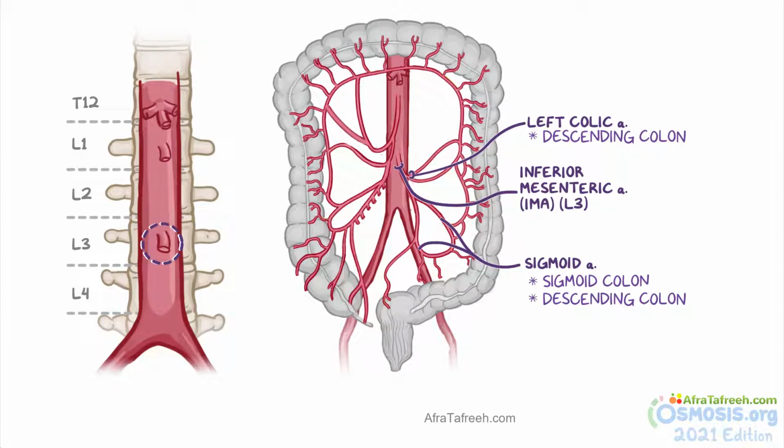The last branch of the IMA is the superior rectal artery that supplies the proximal part of the rectum via the left and right branches that follow it retroperitoneally into the pelvis. Some of its branches anastomose with the sigmoid arteries as well.